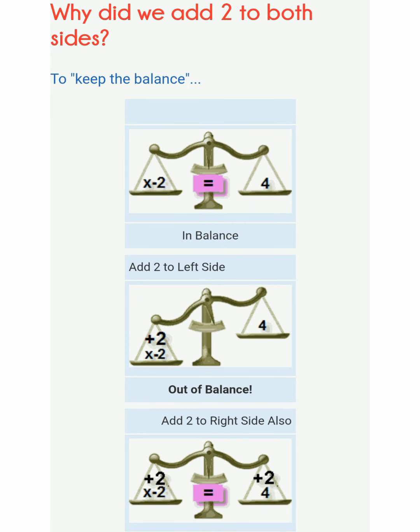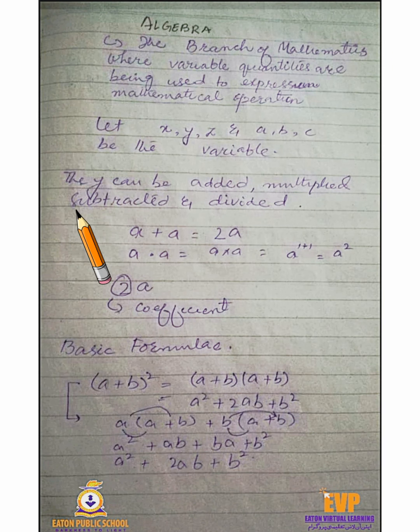So here you go, this picture is showing you that we need to keep the balance perfectly equal on both sides of the equation. This picture clarifies this concept more. Then there is the concept of coefficient. Whatever number is written just before the variable is called the coefficient. You can see that in this picture.